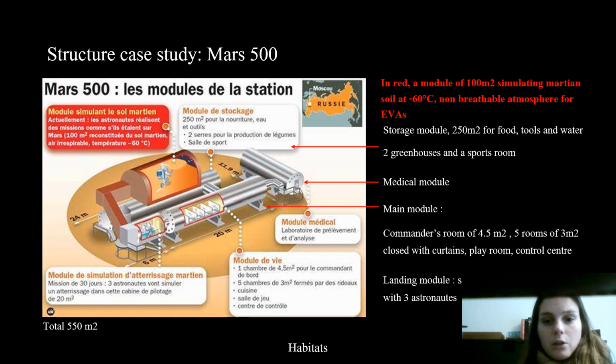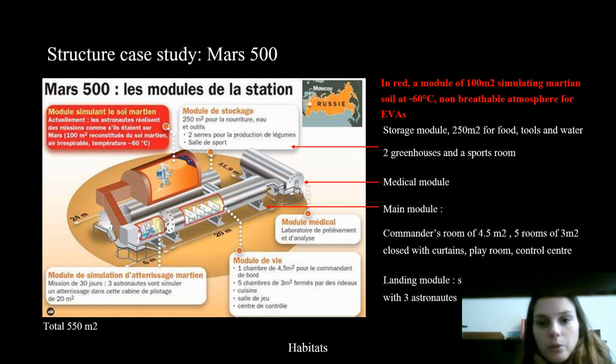The main module contained a commander's room of 4.5 square meters. You can always argue why the commander gets 4.5 and the others 3 square meters, but everybody does their own thing. They were closed by curtains, and there was a playroom and a control center. Curtains, why? Obviously you want people to have a little bit of privacy, not necessarily a completely closed room, but you want people to be able to take some time off, especially on long duration missions. In the last weeks and months of that mission, some of them started experiencing some form of depression and tiredness, and I guess they needed that privacy more than ever.